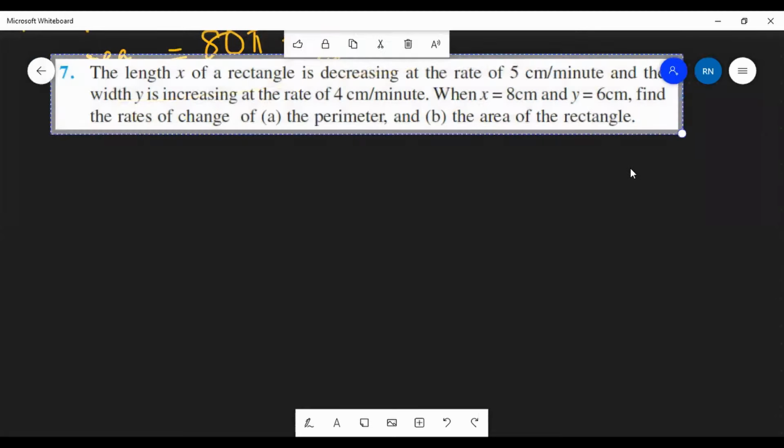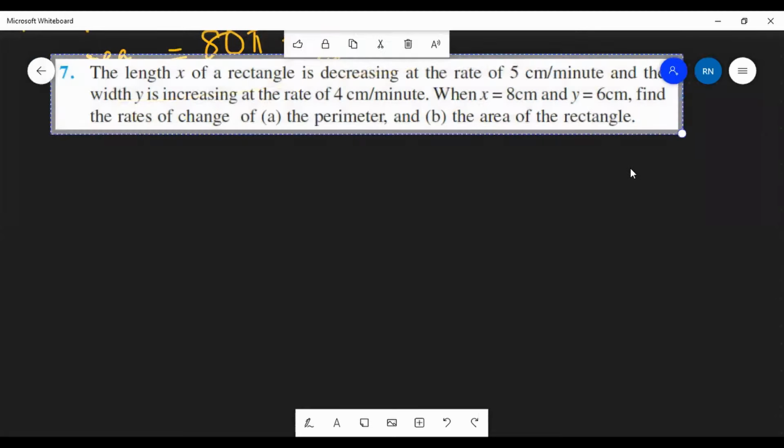The length x of a rectangle is decreasing at the rate of 5 centimeter per minute. The width y is increasing at the rate 4 centimeter per minute. Then they have given you value when x, meaning length, is 8 centimeter and width is 6 centimeter. You have to find rate of change. Rates of change of, there are two quantities for which you have to find rate of change. The first quantity perimeter, second quantity area.